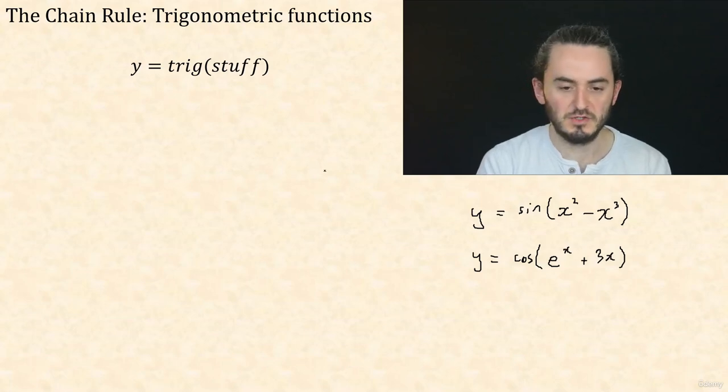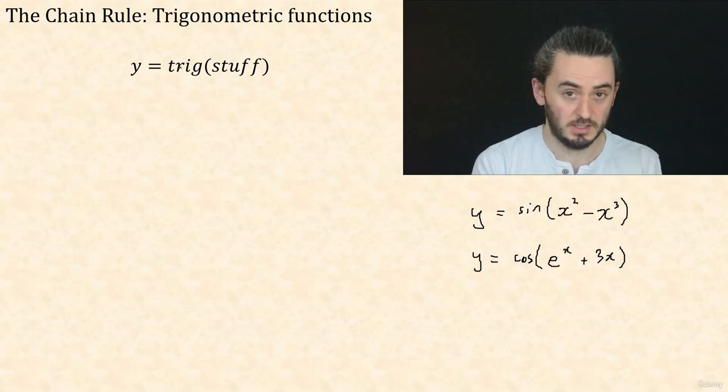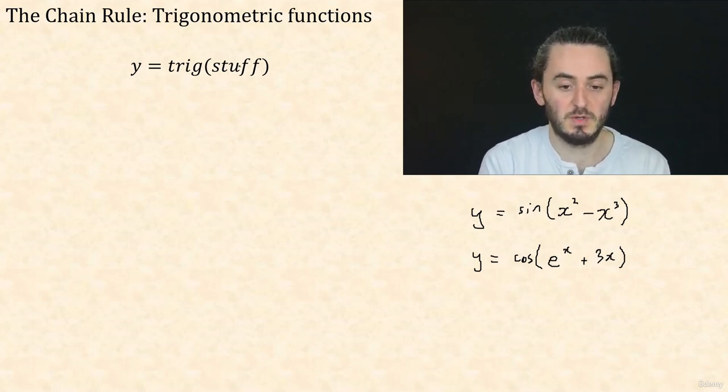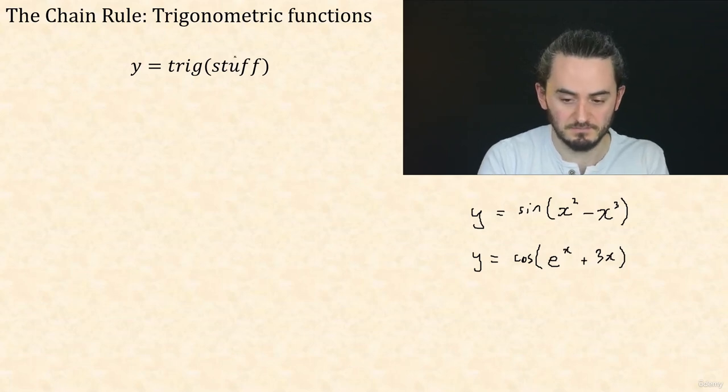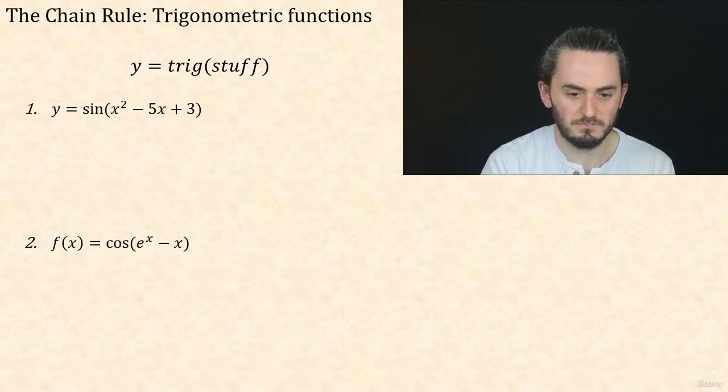So how do we differentiate this? Well, it's pretty similar to what we were doing in the last video. We think about what the derivative of our particular trig function is, differentiate that, and then just remember to multiply by the derivative of our stuff at the end. Let's have a look at some examples.